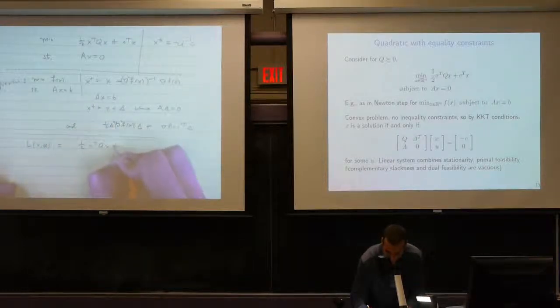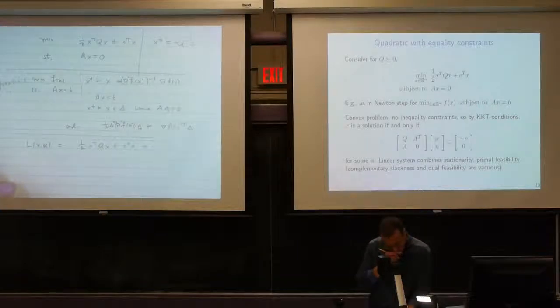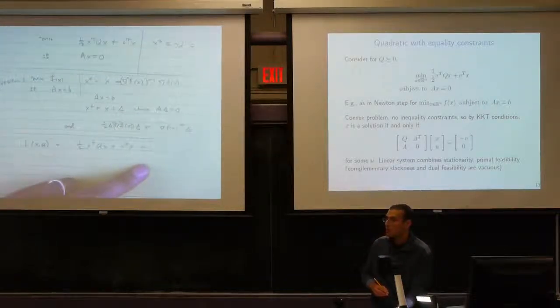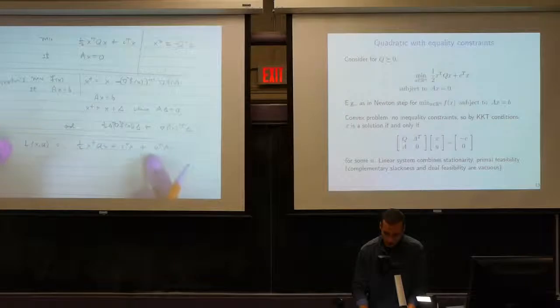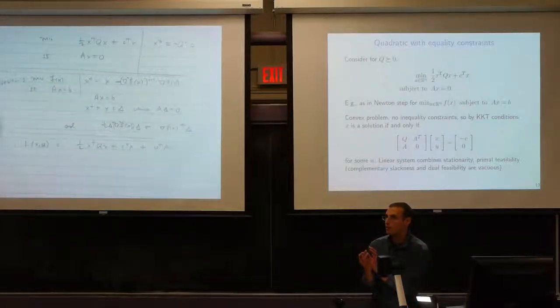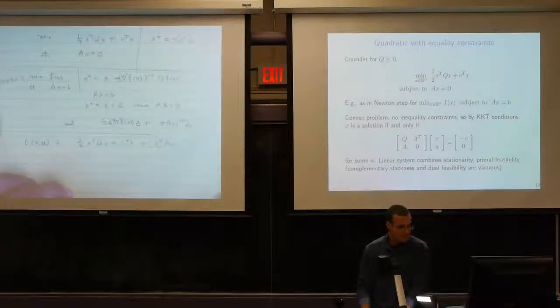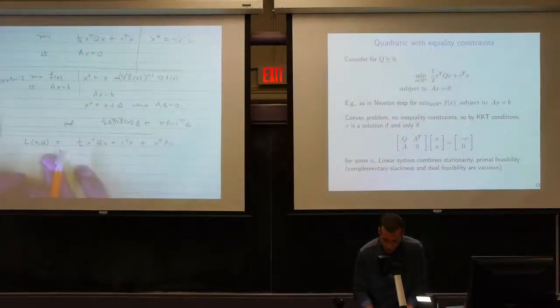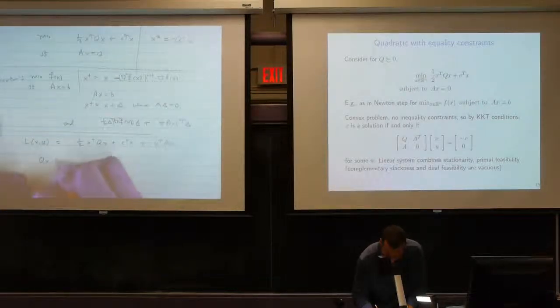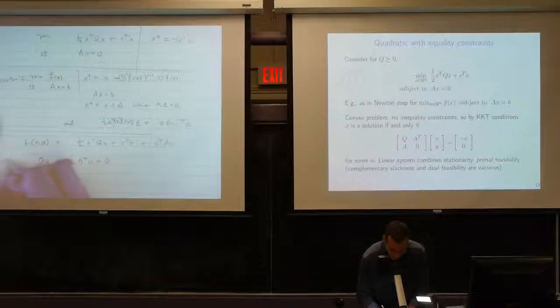x transpose Qx plus c transpose x plus, what do I add here to form the Lagrangian? Right, so another way of writing u_i times each of those equality constraints and sum them up is just u transpose Ax. And so the stationarity condition says that x has to minimize this. In other words, because this is convex, I can just say that 0 being a subgradient, it's saying the gradient is 0 at x. So that means that Qx plus c plus A transpose u equals 0. That's stationarity.